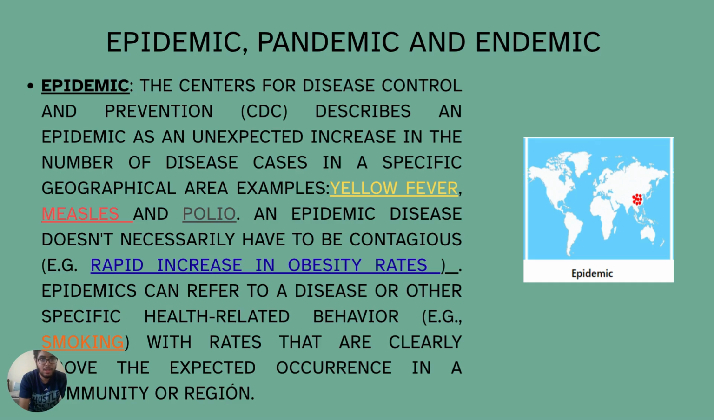Epidemic, pandemic, and endemic. Epidemic. The Centers for Disease Control and Prevention (CDC) describes an epidemic as an unexpected increase in the number of disease cases in a specific geographical area. Examples: yellow fever, measles, and polio.